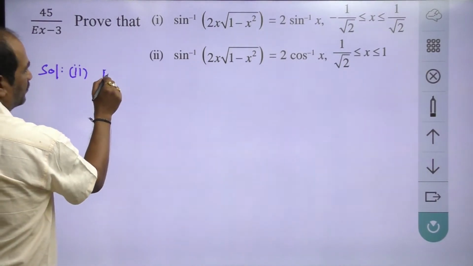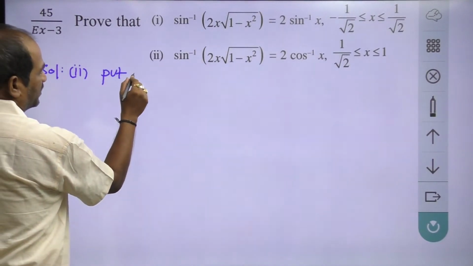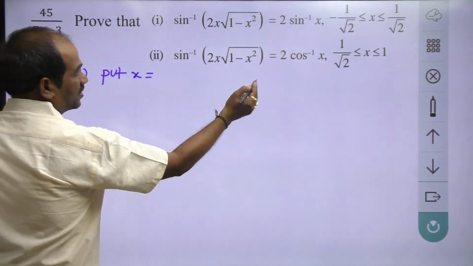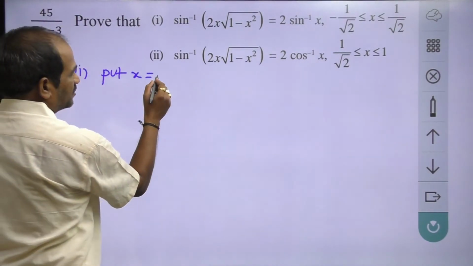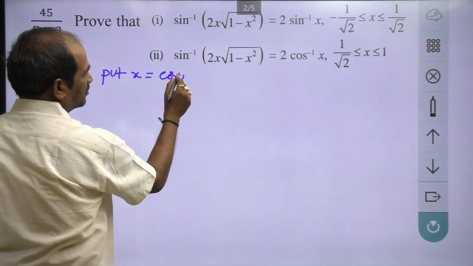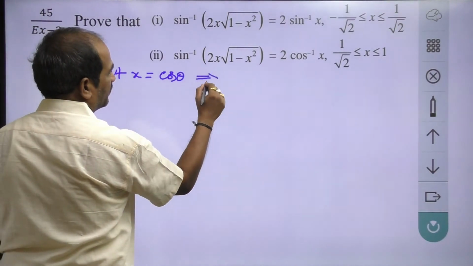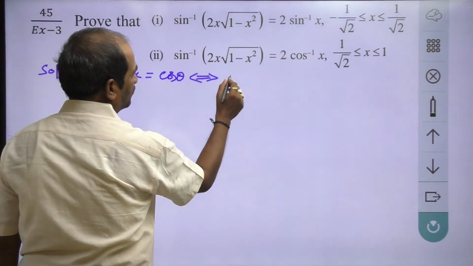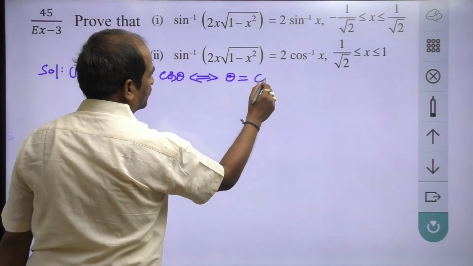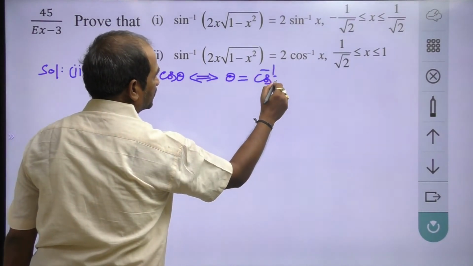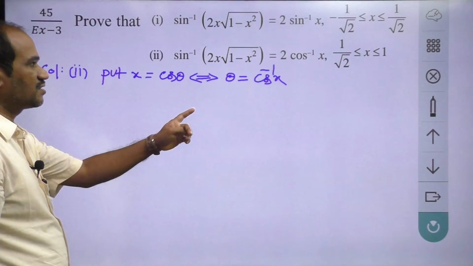So here put x is equal to cos theta, which means theta is equal to cos inverse of x.